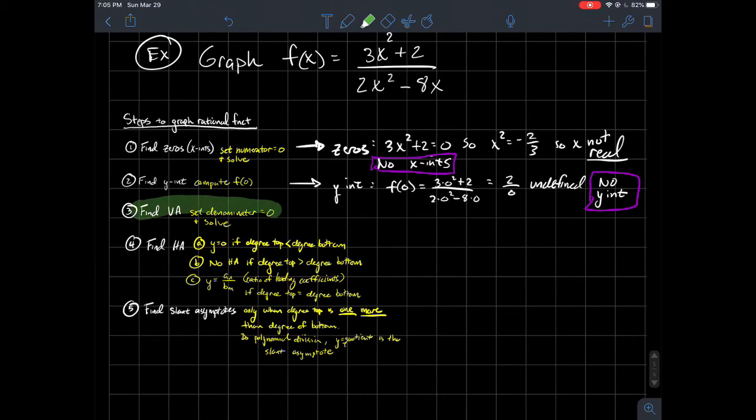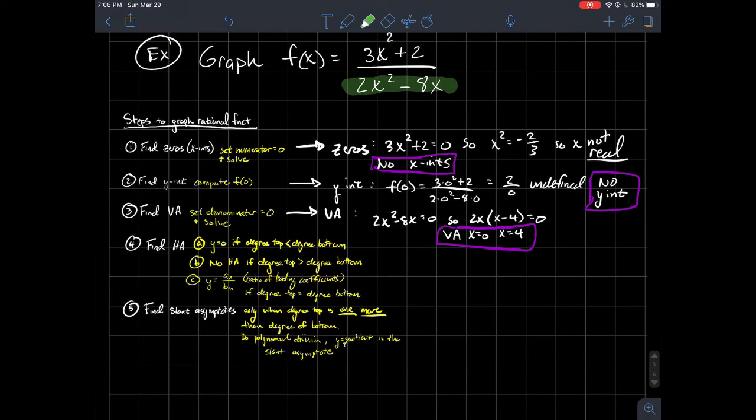Continuing, number 3, find any vertical asymptotes. And so remember, you just set the denominator equal to 0 and solve that. I think you can factor a 2x out of both of those. And so 2x equals 0 tells you x is 0. And then set x minus 4 equal to 0 and you get x is 4. So those are the equations of your two vertical asymptotes.